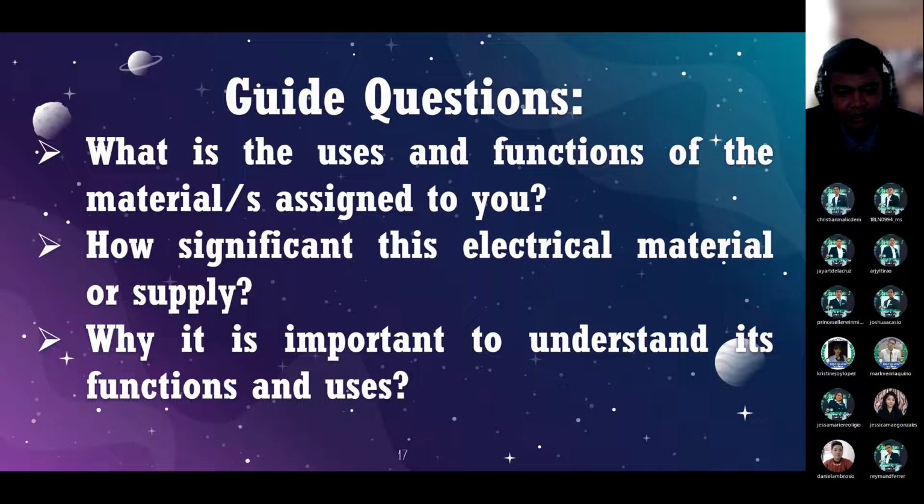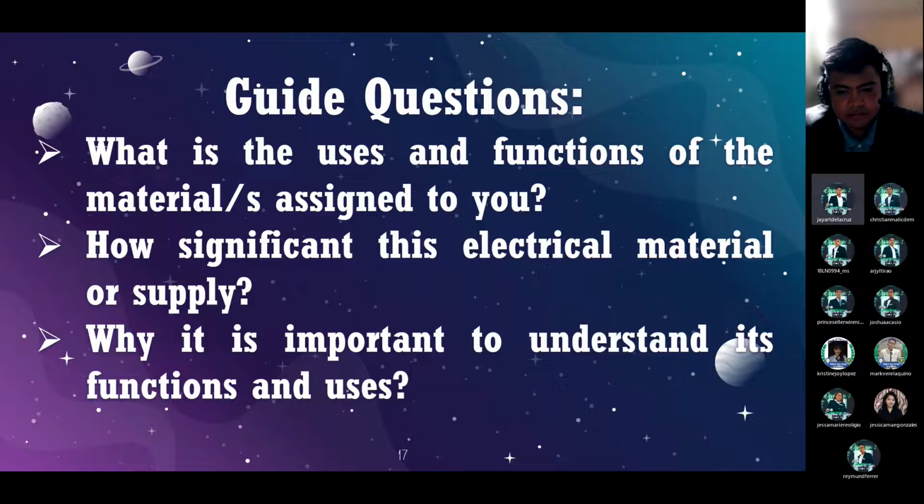Okay, for group 1, kindly discuss the electrical material or supply assigned to you. The representative for group 1 is Mr. JR. Kindly unmute your microphone and recite. Yes, sir. Our material is flat cord, sir. Okay. Then, what are the uses? Sir, we think we use this material in extension cord, sir.